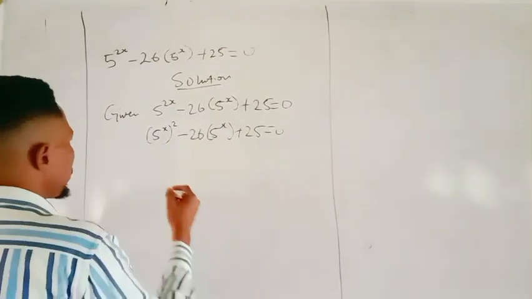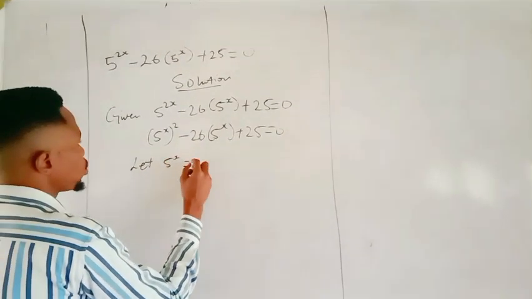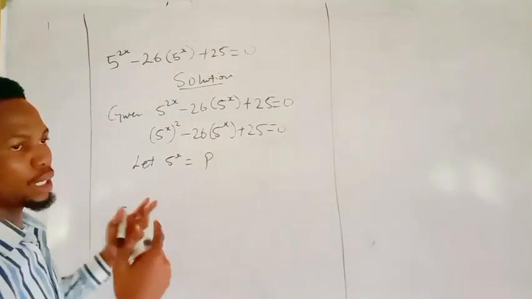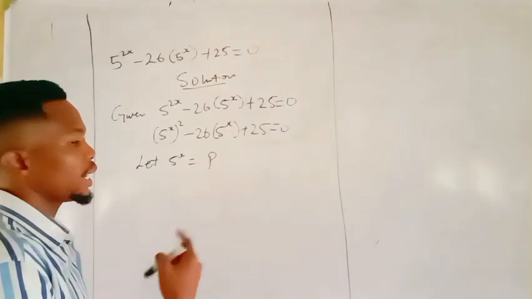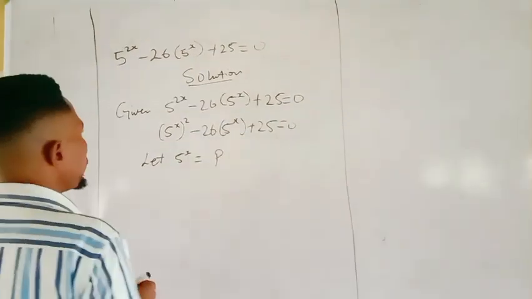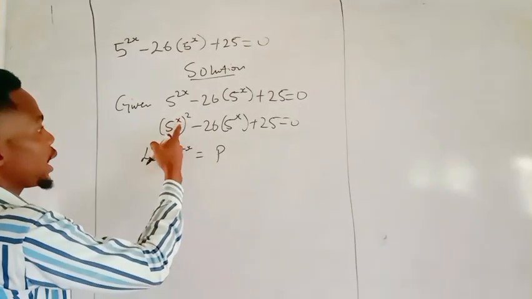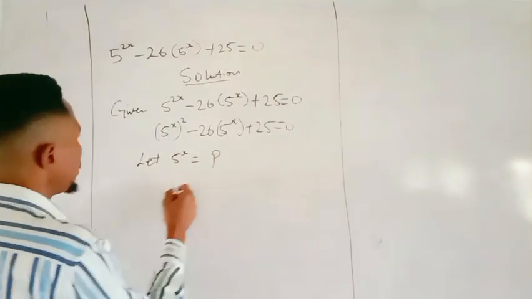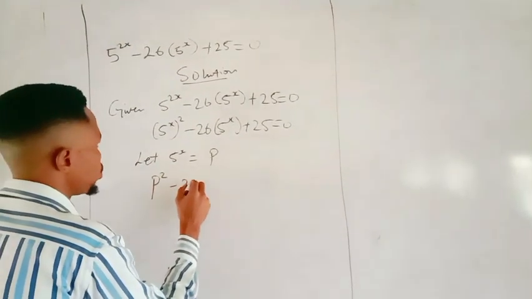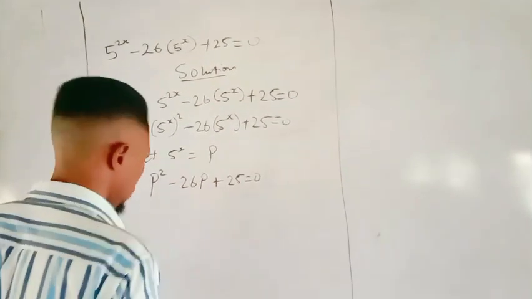If you multiply this back, you're going to get back this. So now let's go ahead. Let's say 5 to the power of x equal to p. Now, I like using p, but you can make use of any letter: a, s, t, whatever letter, but I like using p. If 5 to the power of x is equal to p, that means anywhere there is 5 to the power of x, we are going to put p. So on that note, here we have p squared minus 26p plus 25 equal to 0.